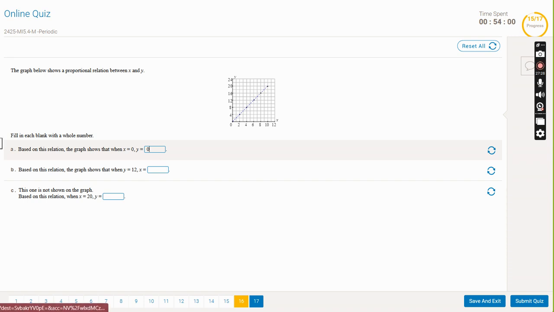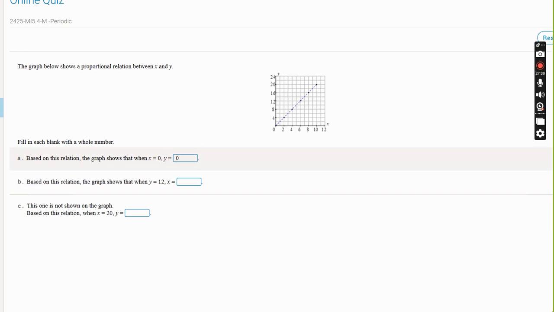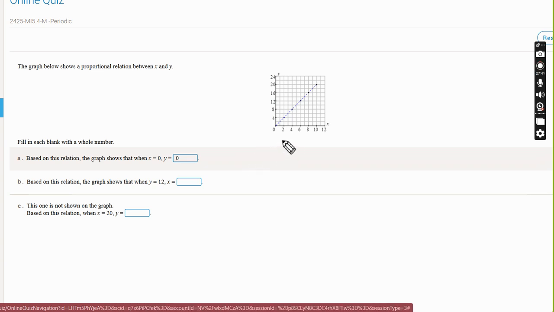Now the next one, y is equal to 12 and x. Now here, what you can do is cross multiplication. We can have the cross multiplication here. So it's 2, 4, right? If we do 2, 4 here, it's a proportional relationship between x and y. Again, y is equal to kx. What are we going to do here?